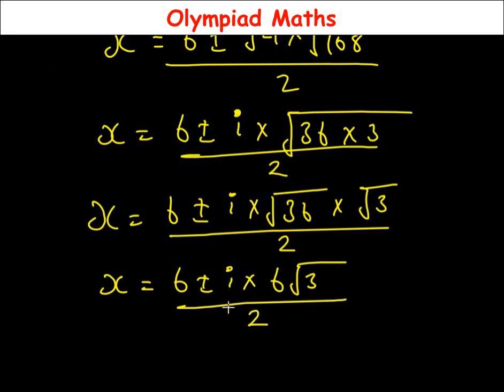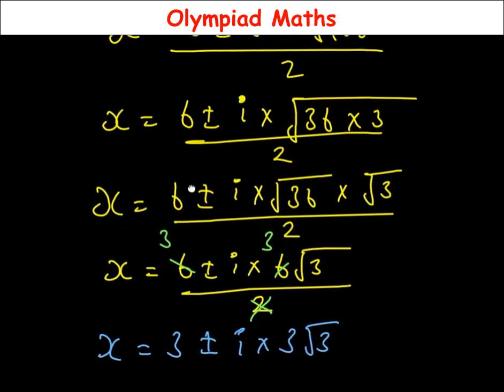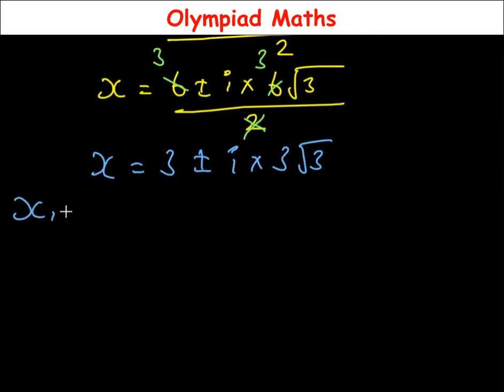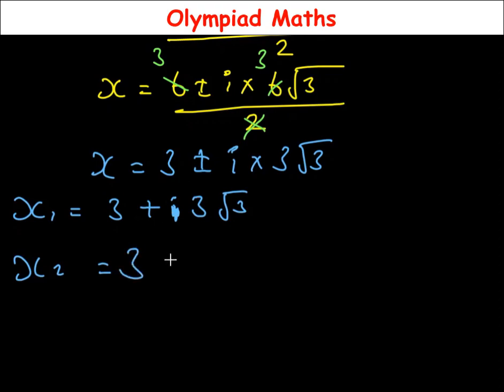Now, looking at this, 2, we divide 6, you have 3. 2, we also divide 6, we have 3. So from here, the value of x is equal to 3 plus or minus i times 3 root 3. And with this, the value of x1 is equal to 3 plus i times 3 root 3, then x2 is equal to 3 minus i times 3 root 3. And with this, we've gotten the value of x1 and x2.